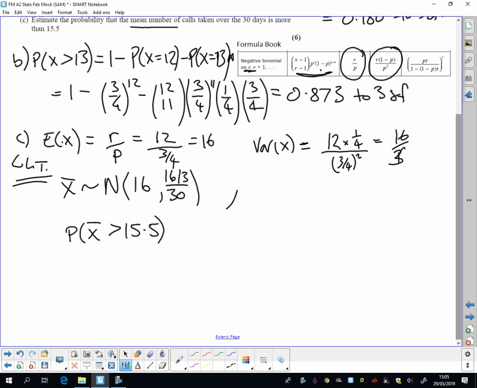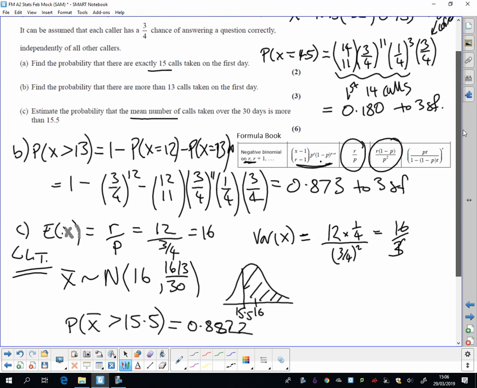So if we just think about our normal distribution, just to check what size of answer we're expecting. So the mean of the means is 16. 15.5 here's here, and we want this area, so it's going to be greater than half. But you can do this directly in your calculator by putting in your mean and variance, and if you do that, you get 0.822 for significant figures, and in the mark scheme you're allowed anything between 0.882 and 0.883, so that's fine. That's to allow for using tables versus calculators.